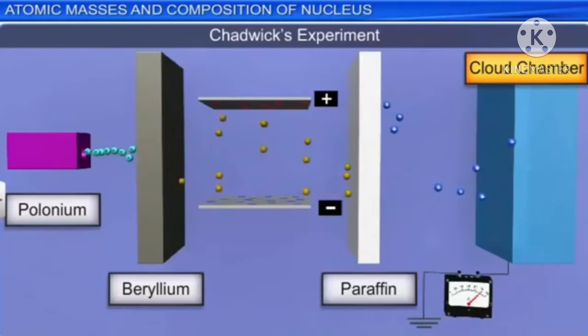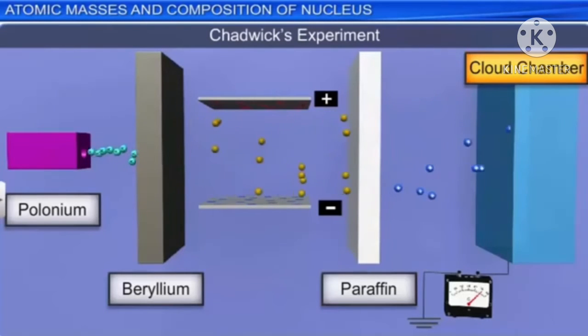Initially, it was assumed that the neutral particles emitted were photons. But the neutral particles were able to knock off protons from the paraffin wax. Studies showed that to knock off a proton, a photon should possess huge energy.